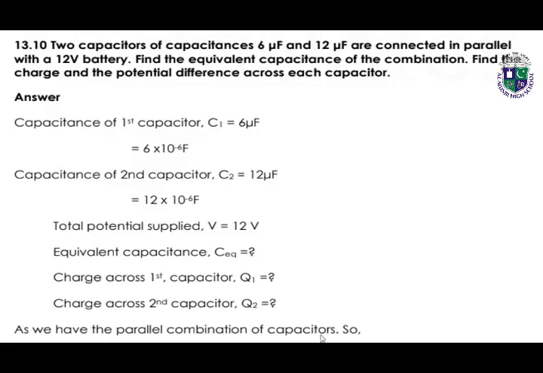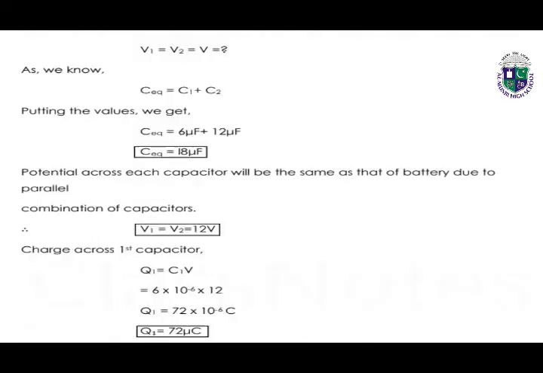As we have the parallel combination of capacitors, students, we know that V1 is equal to V2 is equal to V. As we know, equivalent capacitance is equal to C1 plus C2. Putting the values and simply adding, we get the answer 18. Potential across each capacitor will be the same as that of the battery due to the parallel combination of capacitors, so V1 is equal to V2 is equal to 12 volts.